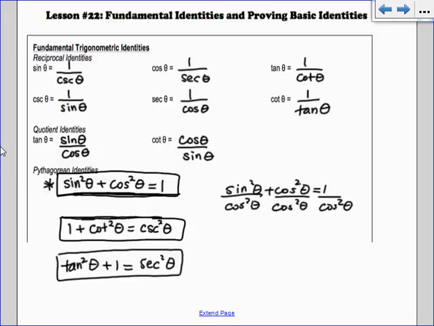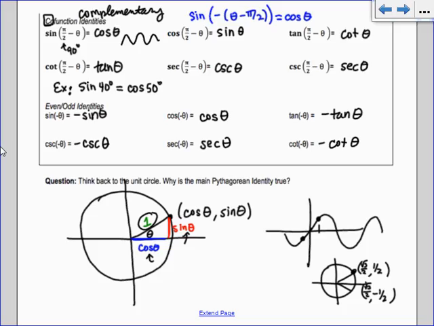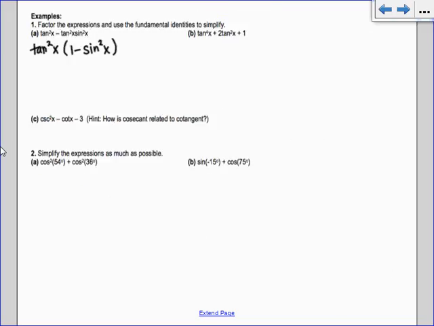So you can go back and look at it. If you have 1 minus sine squared x, or sine squared theta, if you just subtract it over to the other side, you're left with cosine squared theta, right? So we know that 1 minus sine squared theta is cosine squared theta.